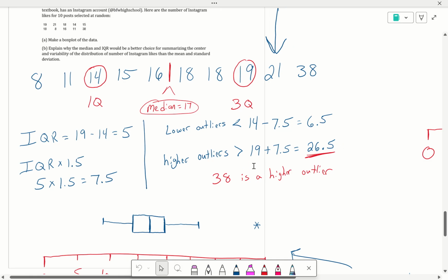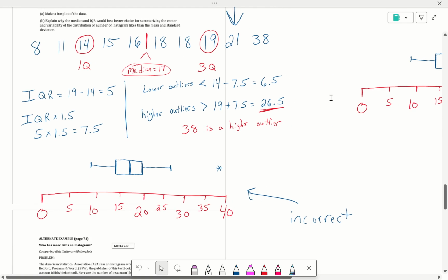Higher outliers will be the third quartile plus 1.5 times the IQR. So that's 7.5 plus that third quartile of 19, we get 26.5. So anything above 26.5 is a higher outlier. As I look here, I've got 38.